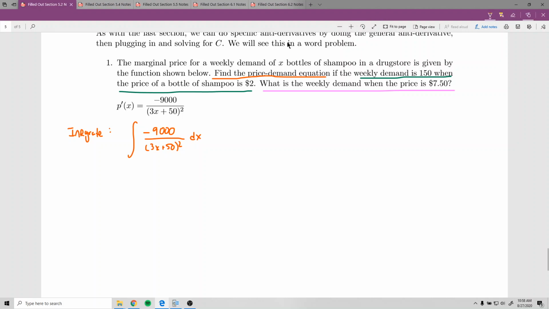But why do we want to use substitution here? Because the denominator has a plus or minus in it. But because of the power here, we don't want to make the whole denominator u. We just want to use the inside. So u is going to be 3x plus 50.